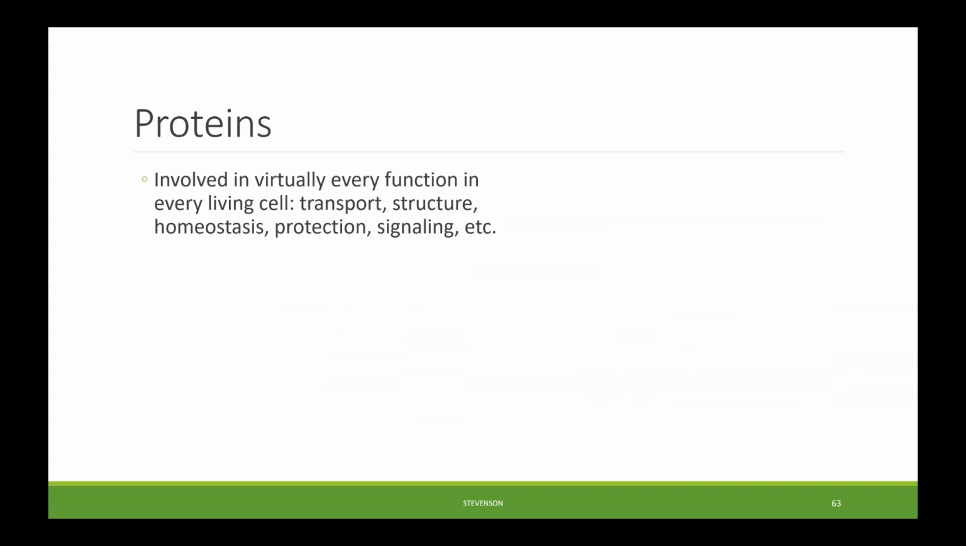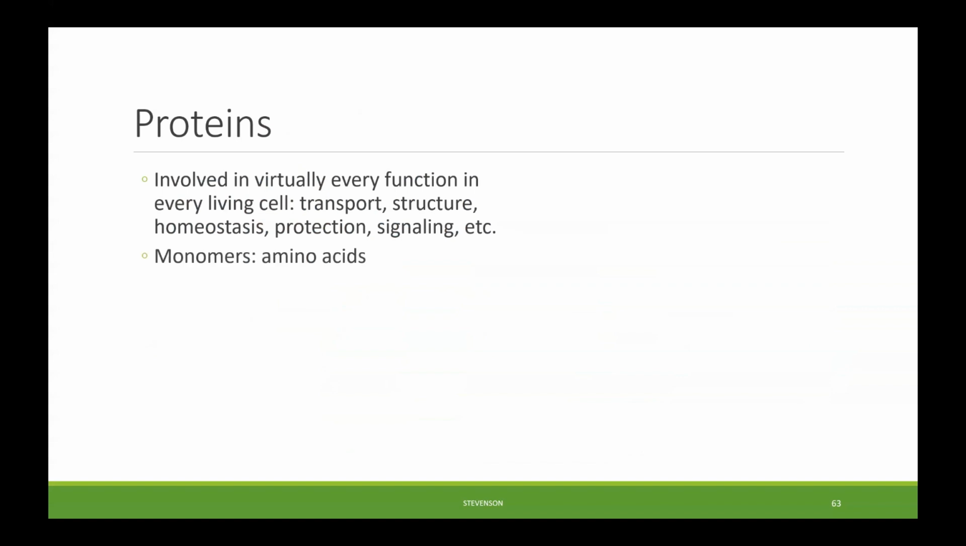Proteins are responsible for transporting materials, for making up important structures in cells and in the body. They're responsible for the regulation of functions that maintain our homeostasis. They protect cells from threats and invaders. They communicate and send signals between cells, and so much more. So without proteins, life as we know it would be completely impossible.